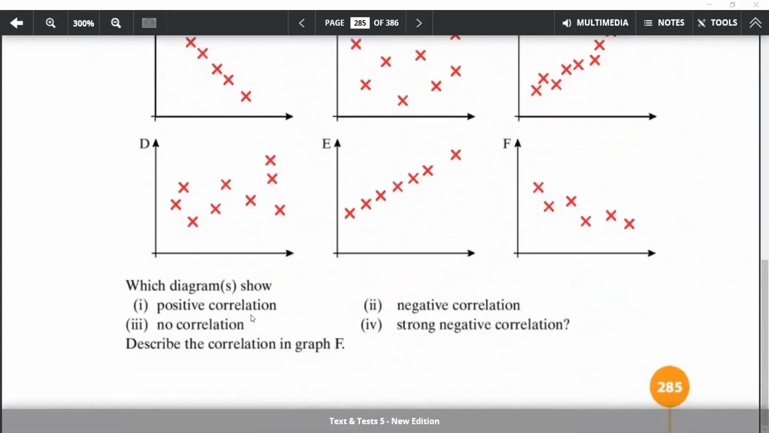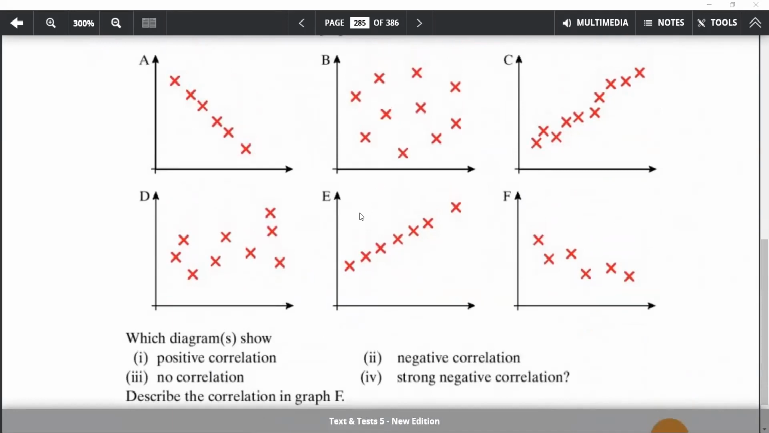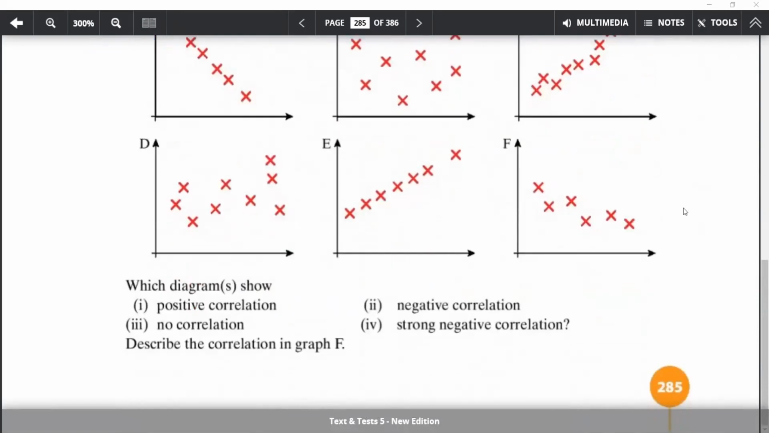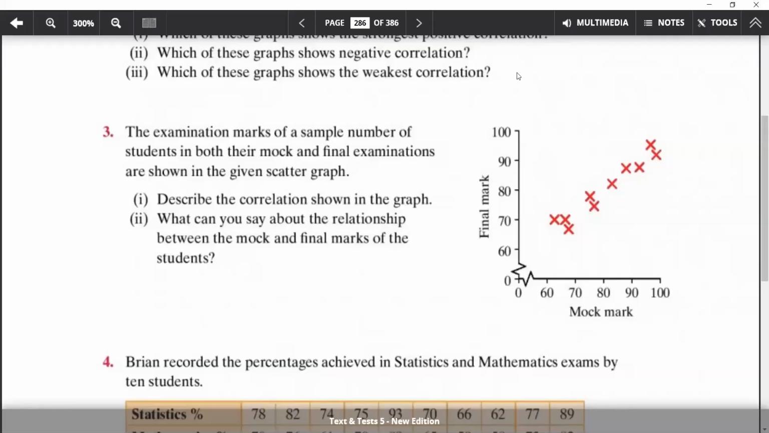Which diagrams show a positive correlation? C, D, and E show positive. Negative correlation, A there is negative, and F is certainly negative. No correlation, B. You might make the case that D has no correlation. It's certainly pretty close to it. A strong negative correlation is A. That's a strong negative correlation there. Describe the correlation in graph F. It's negative, probably weak, or you might say it's moderate, something like that. Okay, so just being able to use the language is what we're looking for here.